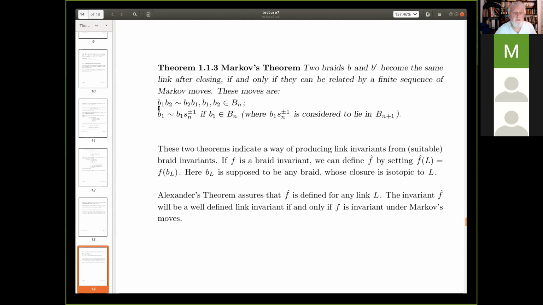So in other words, if we've got a product of two braids, we can switch them around: B1 times B2 is equivalent to B2 times B1. And B1 is equivalent to B1 times sigma n, either sign, if B1 belongs to Bn. So remember, sigma n doesn't belong to Bn, sigma n belongs to Bn+1. So there's a natural inclusion of Bn in Bn+1.